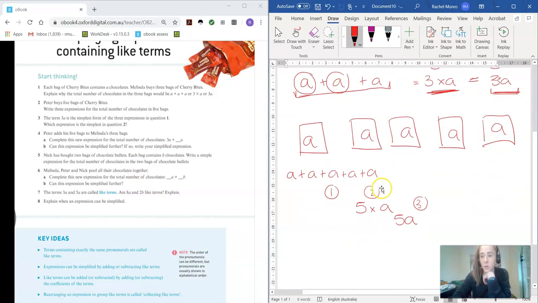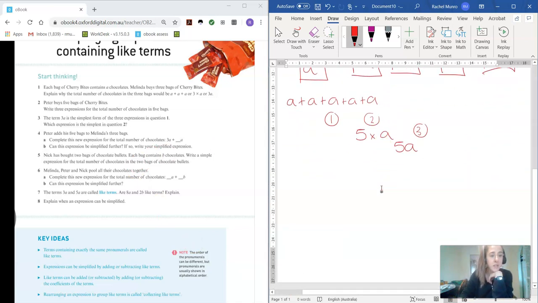Alrighty. Question 3. The term 3A is the simplest form of the expression in question 1. So which is the simplest form here out of these 3 for question 2?